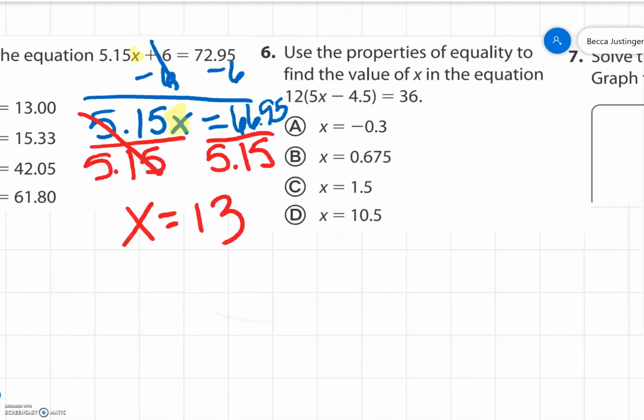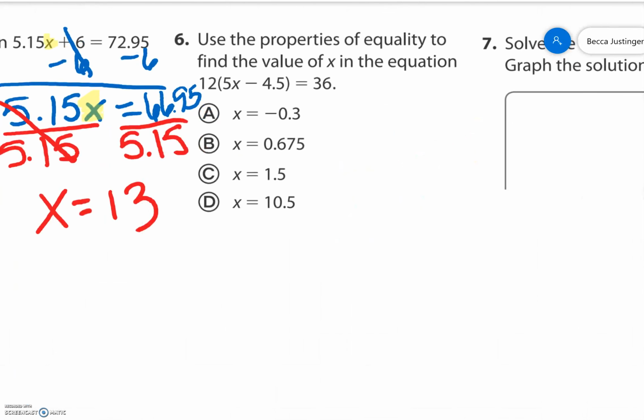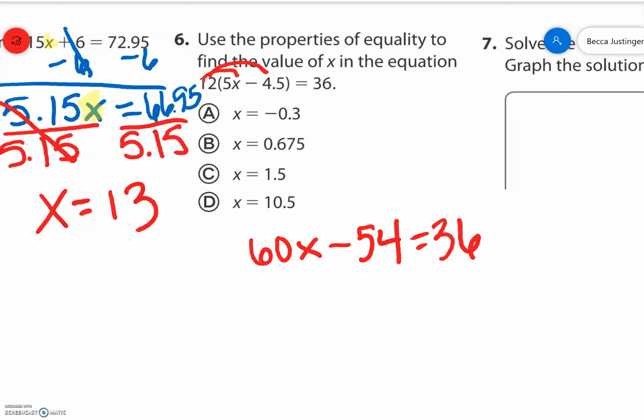Number 6. Use the properties of equality to find the value of x in this equation. Well, first I see 12 on the outside of the parentheses, so I need to distribute to multiply. 12 times 5x is 60x, and 12 times negative 4.5 is negative 54 equals 36.